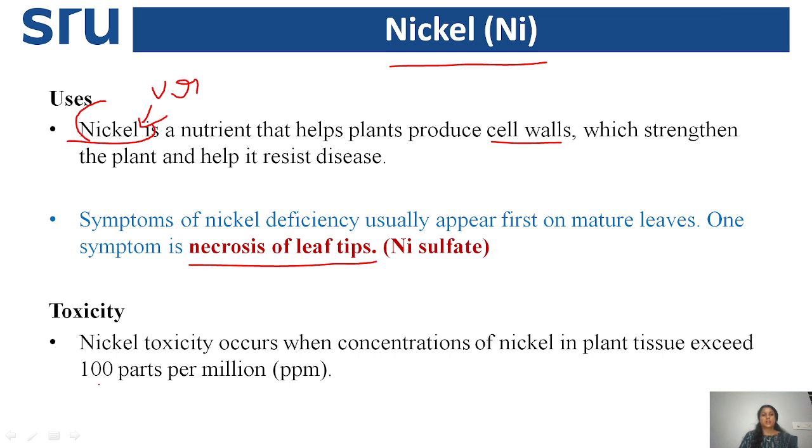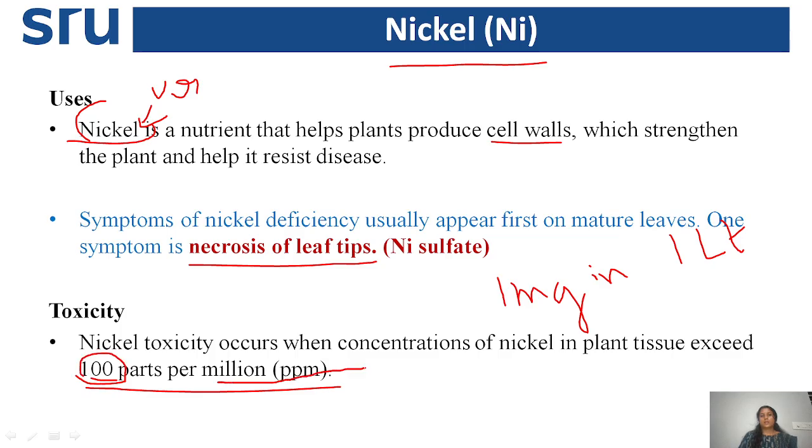Nickel can be corrected directly, as nickel solutions are available. You can spray around 100 ppm. 1 ppm is equal to 1 milligram in 1 liter. Like that, 100 milligrams of nickel in 1 liter gives 100 ppm. You need to prepare it like that while preparing the nutrient solutions.